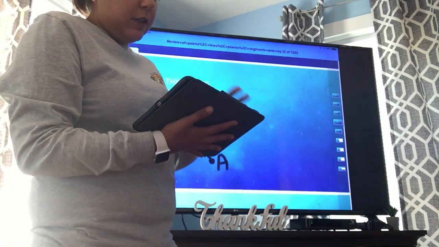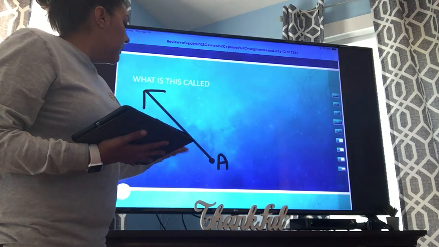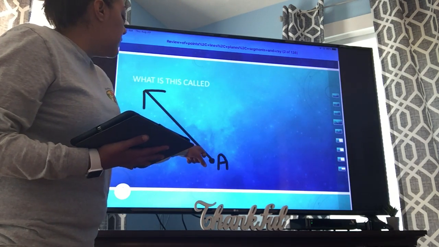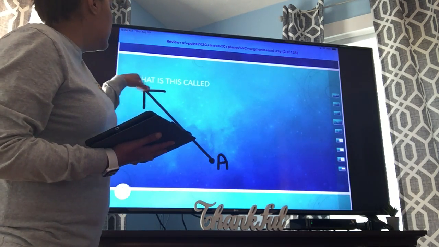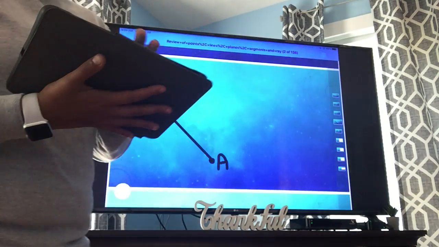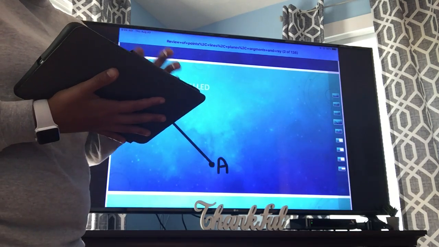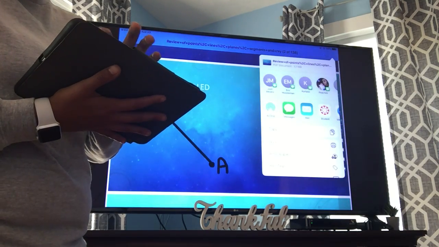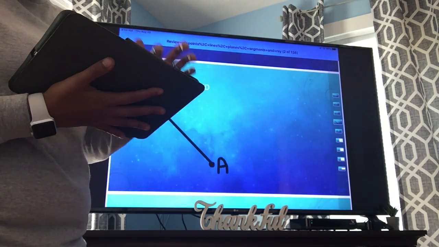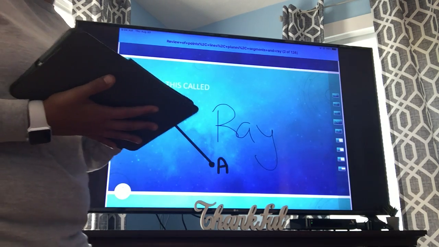Okay, if we scroll to the next slide, it says, what is this called? So we got a dot on one side and a line with an arrow on the other side. Okay, so this one is called a ray. It's a ray.